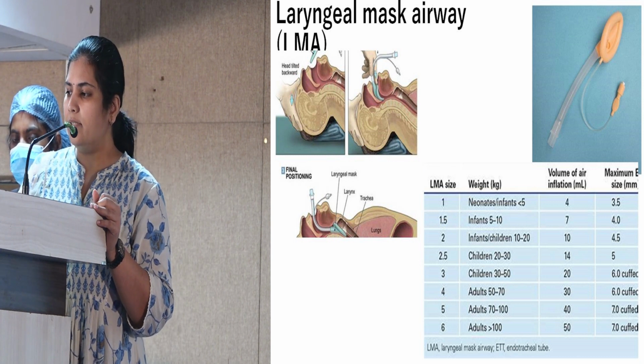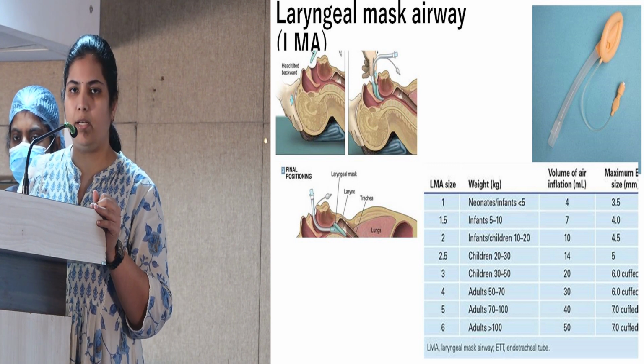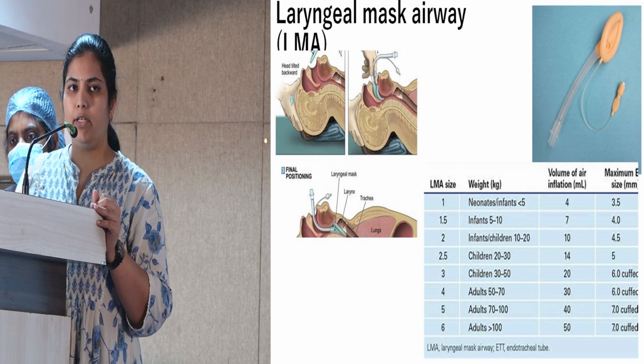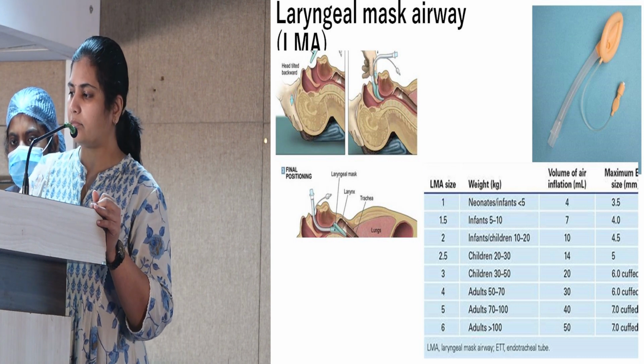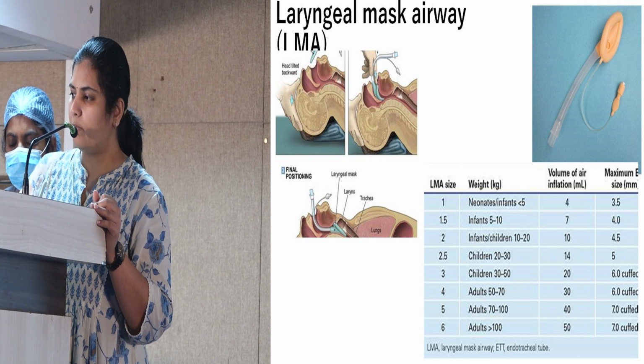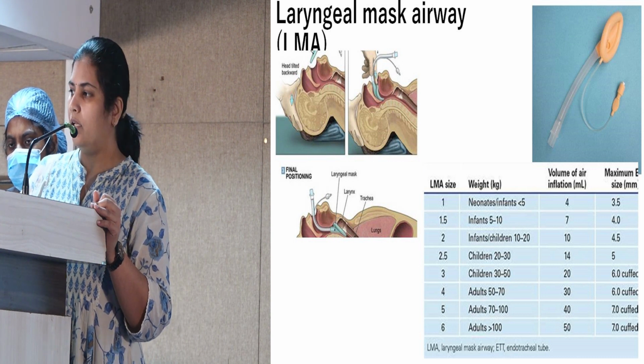So for a normal adult who is 50 to 70 kg, size 4 will take, and who is around 40 to 50 kg, we use size 3 LMA. And how much we are going to inflate is written over this cuff.